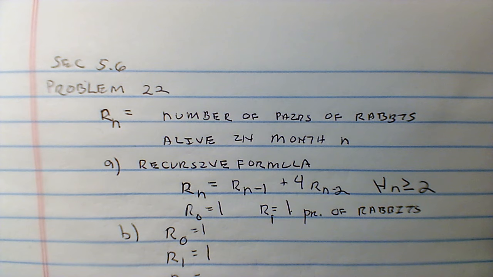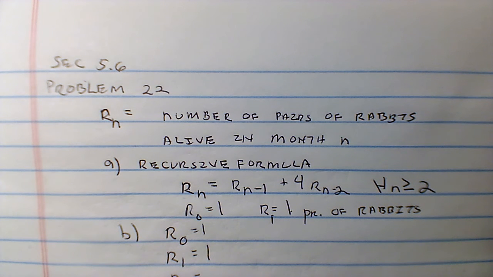Basically, the difference between this problem and the original Fibonacci sequence is it says that each time, instead of begetting a single male and a single female, getting one new pair, they always produce 4 new males and 4 new females, which means we get 4 pairs.